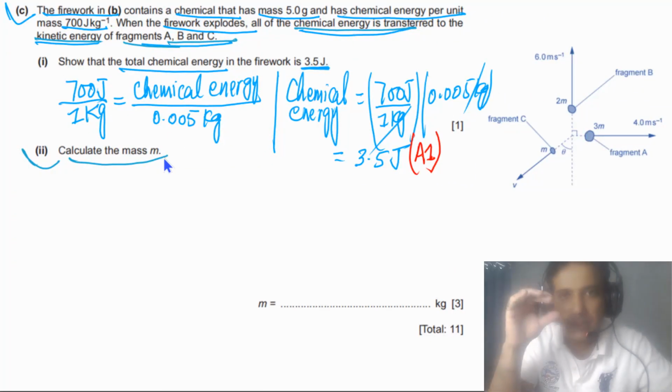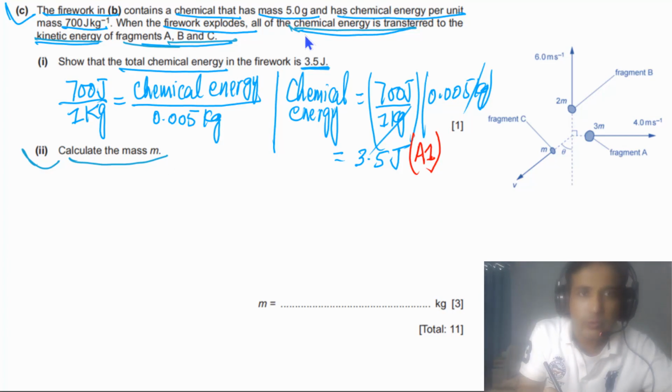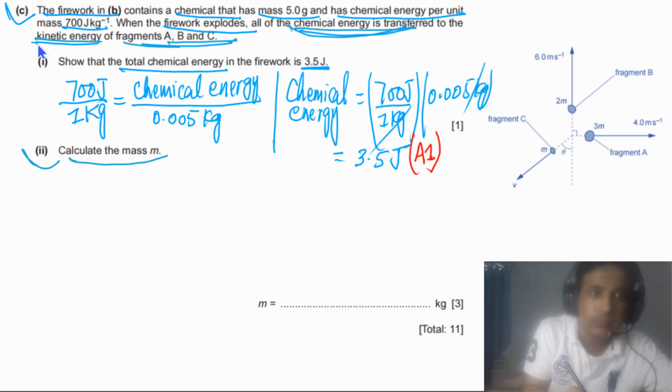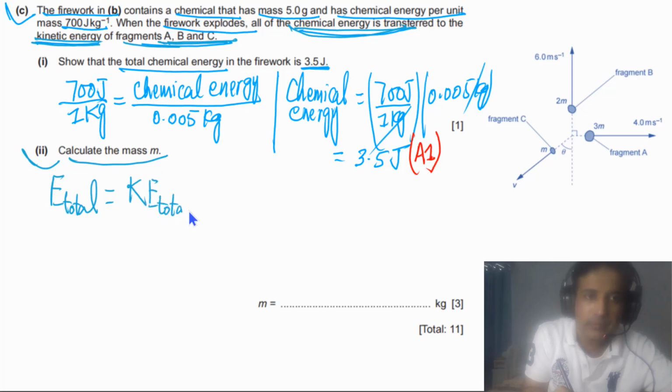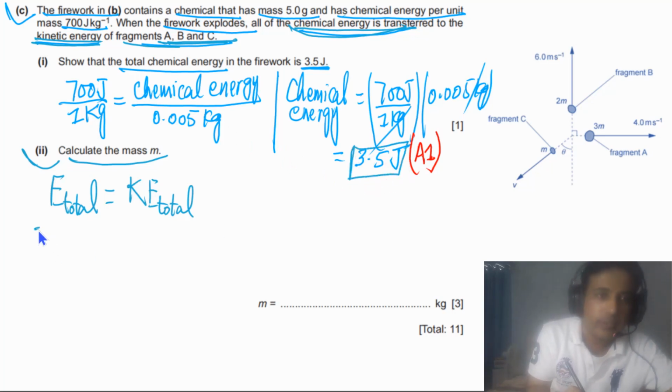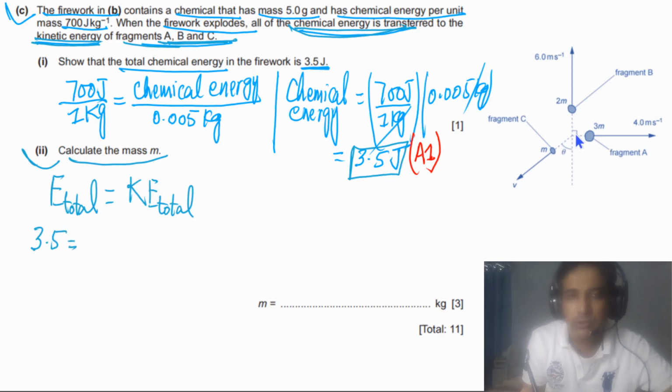In order to calculate mass m, we can use conservation of energy, because in the question it is given to us all chemical energy has been transferred to kinetic energy of fragments A, B and C. So we can write down E total, means the total energy, E total chemical, this is equal to KE total, total energy of all the fragments, and E total we have just calculated, that is equal to 3.5. So we can write down this is equal to 3.5 joules, and this is equal to the kinetic energy of all these fragments. So first of all, we can write down for m.